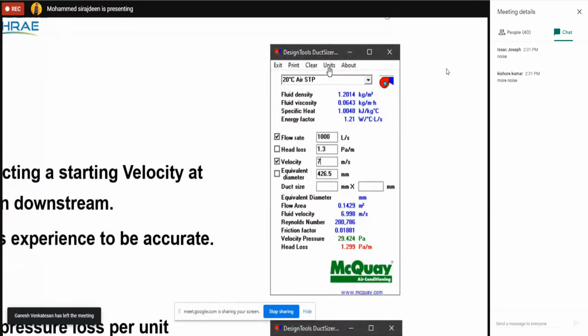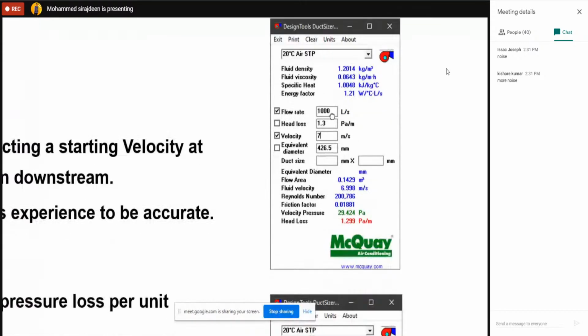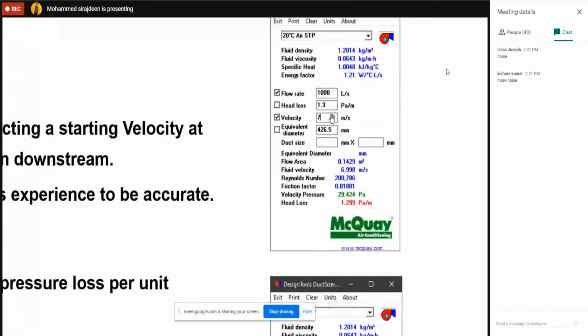If we are using IP units, there will be CFM, inches of water column, feet per minute, and equivalent duct size in feet and inches. So to avoid such conflicts, I'm going with the SI method, the international system, in which we are going to supply 1000 liter per second in a duct with a velocity of 7 meter per second. The 7 meter per second is as per recommendation by SRA for office rooms.